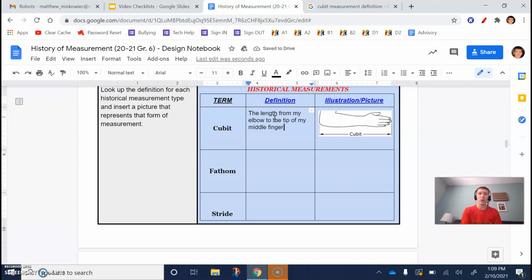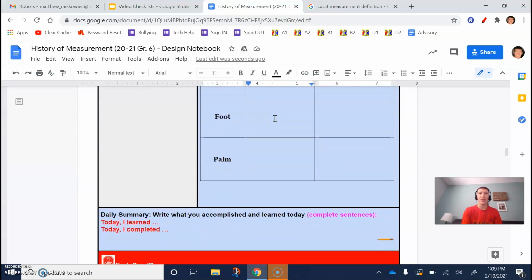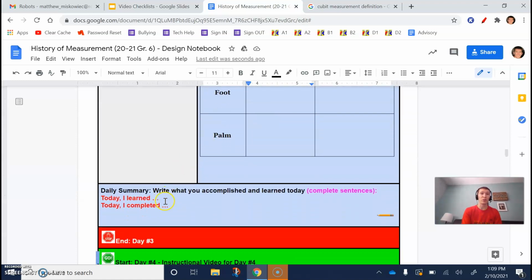So that's one down. You have 5 to go. Take your time going through each one. And then at the end, you can write your daily summary of what you learned and what you completed. Then you'll be ready for day number 4, where you will be measuring different things at your home.